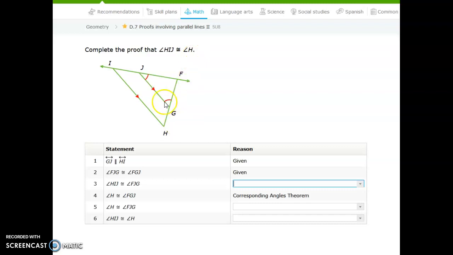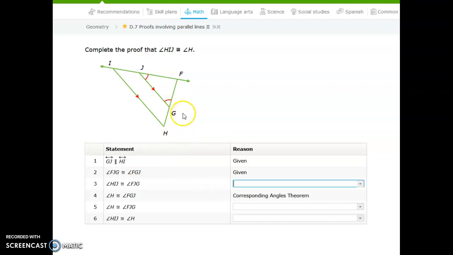And notice that we weren't given anything in the text of the problem, but we were given information in the figure. So these little red triangles here provide to us that IH, or HI, and GJ are parallel lines. Likewise, these red marks right here let us know that these angles are congruent to one another. Okay, so let's take a look at the proof. There are a couple of missing reasons that we're going to have to fill in.